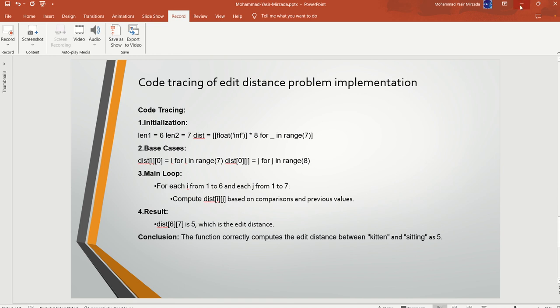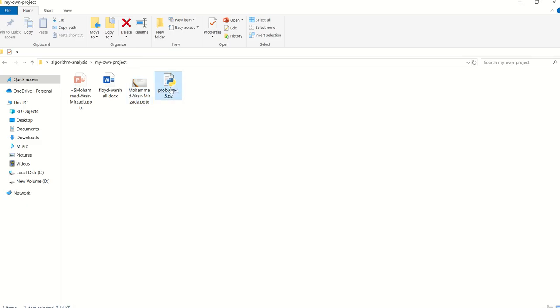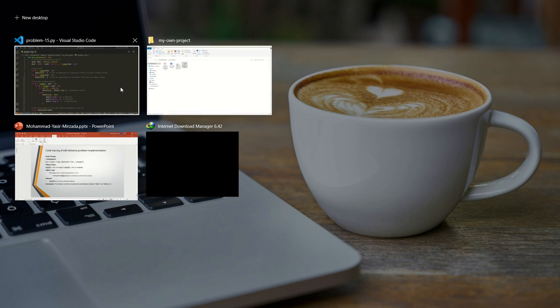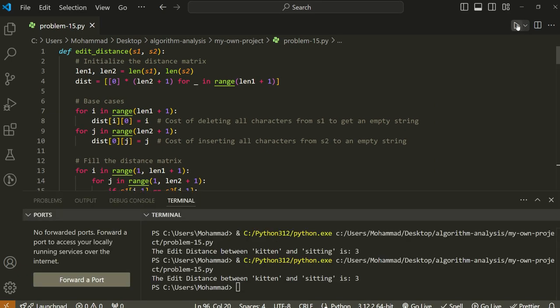So here we have the code to implement edit distance using the Floyd Warshall algorithm, and you can see that we have some steps here. I have an example that the Levenshtein distance between kitten and sitting is 3, and I ran the code and you can see here the result.